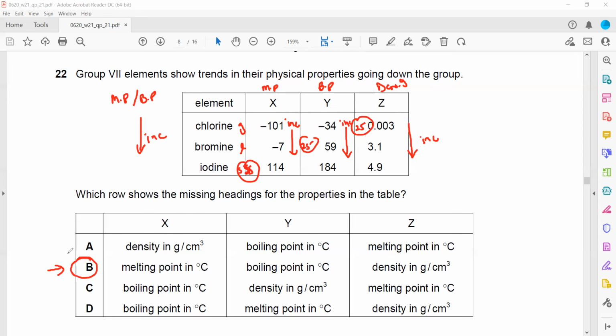right answer. And it is obvious why the second column, Y, cannot be a melting point, because the melting point cannot be higher than the boiling point. The melting point is always lower than the boiling point. That's why option B is the right answer for this.